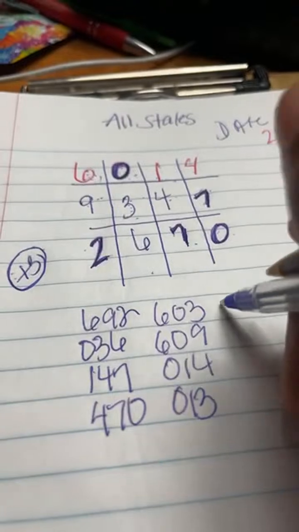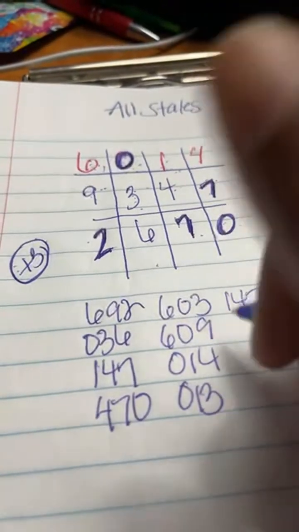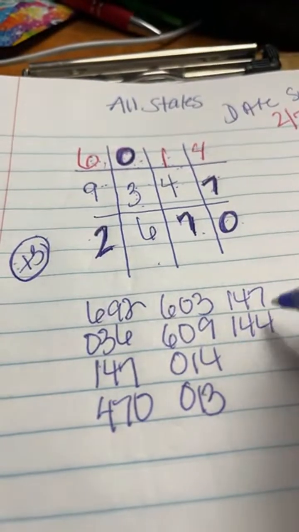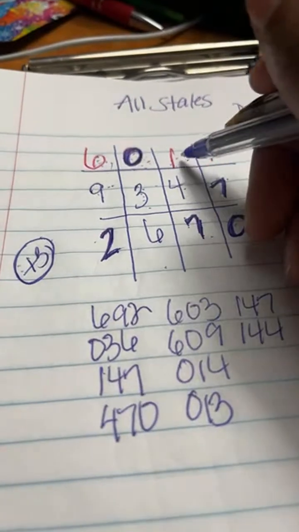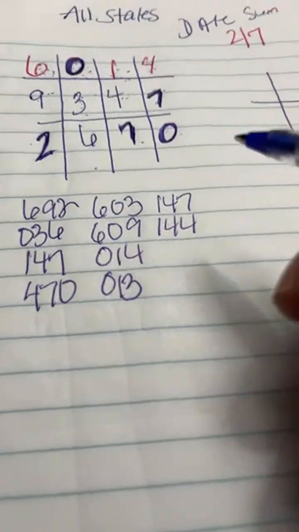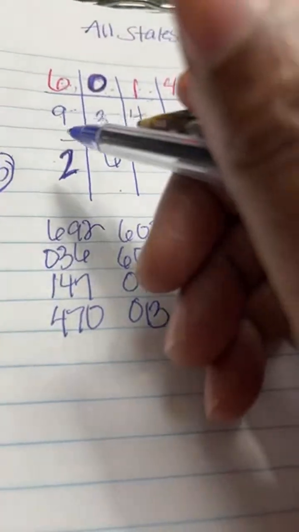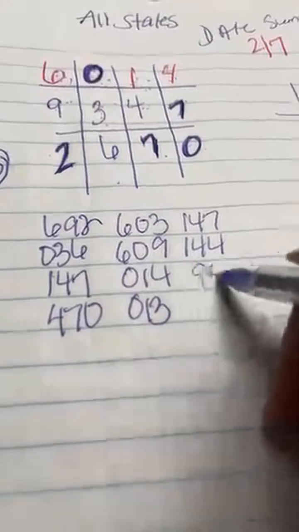147, 144. Y'all see how I did that? 147, 144. Then you're going to drop down. 936. 932.